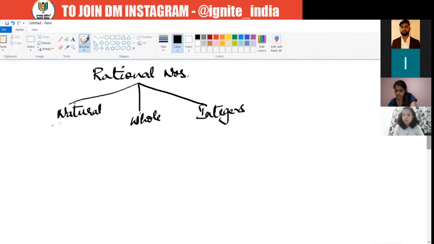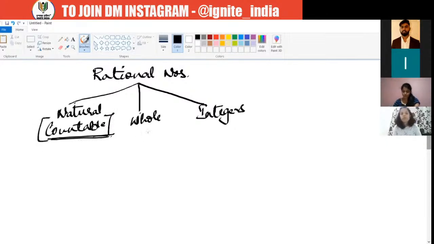No, not that reason, Tina, because natural numbers are basically countable numbers. Any number that you can count is a natural number. What is infinity? Something that cannot be counted. And that's why it is not a natural number. Can you count 0? No, you don't count 0.